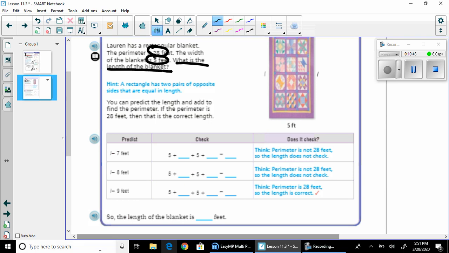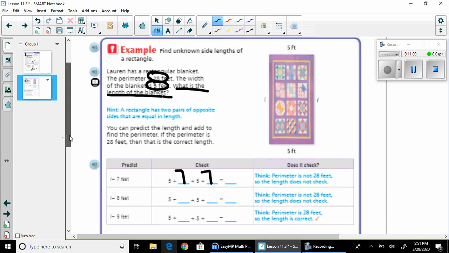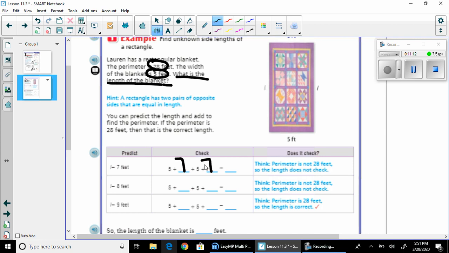So they are saying here that in this first box, they're making a prediction that the lengths of the two sides of our blanket would be 7 feet each. So we are going to fill in our equation with our missing numbers, which would be 7. Okay, so I have my width as 5. And then we have our lengths as 7. Okay, so pause the video and add up all of your sides, your width and your lengths, and we will check our perimeter to see if our prediction was correct.